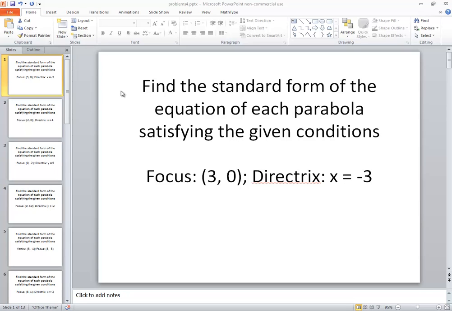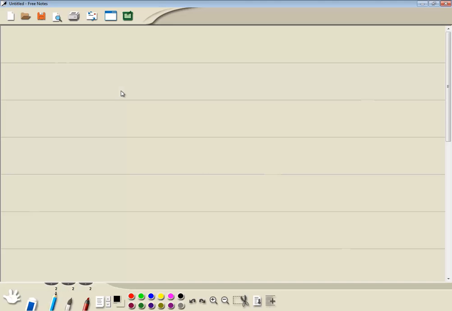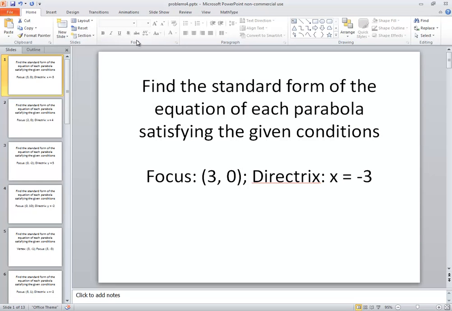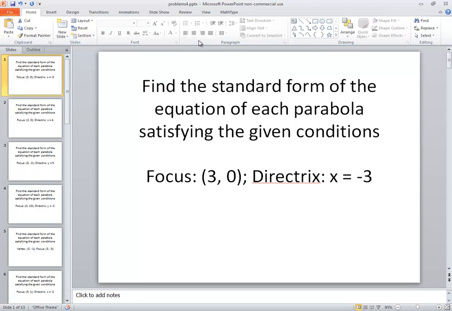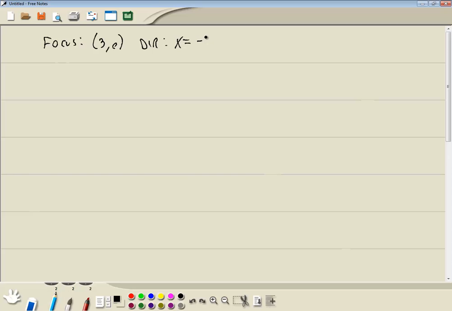In this problem, we want to find the standard form of the equation of each parabola satisfying the given conditions. Focus is (3, 0) and directrix is x equals -3.